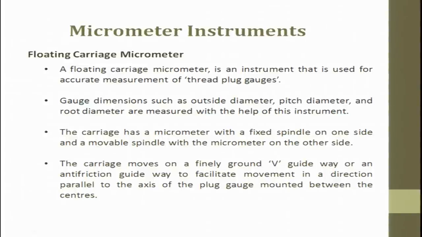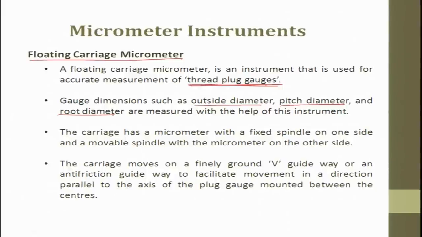There is another thing which is called a floating carriage micrometer. A floating carriage micrometer is an instrument that is used for accurate measurement of thread plug gauge. Measuring threads is also a very important parameter. This floating carriage micrometer is used to measure the thread plug gauge. The gauge dimensions such as outside diameter, pitch diameter, root diameter are all measured with this equipment.